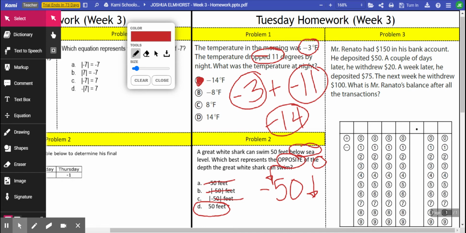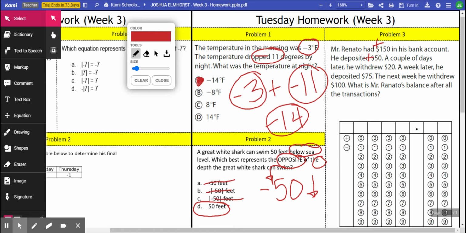So in problem number 3, Mr. Renato had 150 dollars in his bank account. So he has 150. He deposits $50. And we've talked about deposits and withdrawals this week. So deposits is adding money into the account.